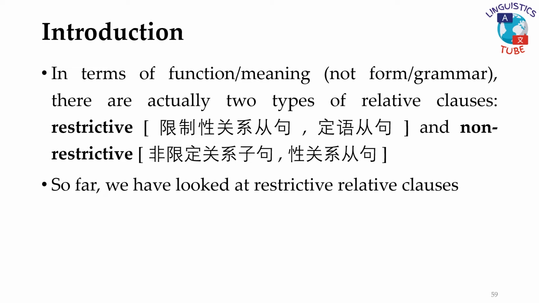However, another way to classify relative clauses is based on the meaning they contribute to the sentence. In other words, we can also classify relative clauses based on their function in the sentence. In terms of function, there are two types: restrictive and non-restrictive relative clauses. So far, all the clauses we have looked at have been restrictive relative clauses. I will now explain the difference between them, along with lots of examples.